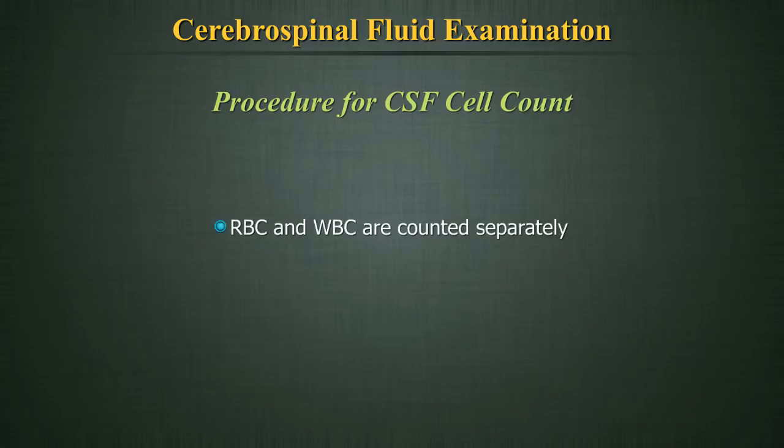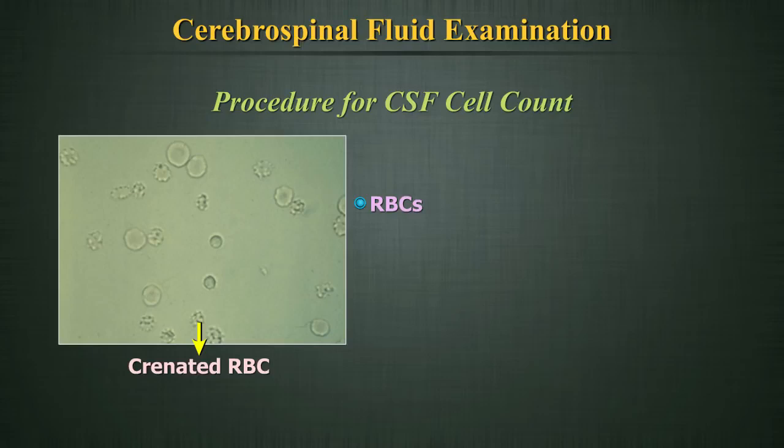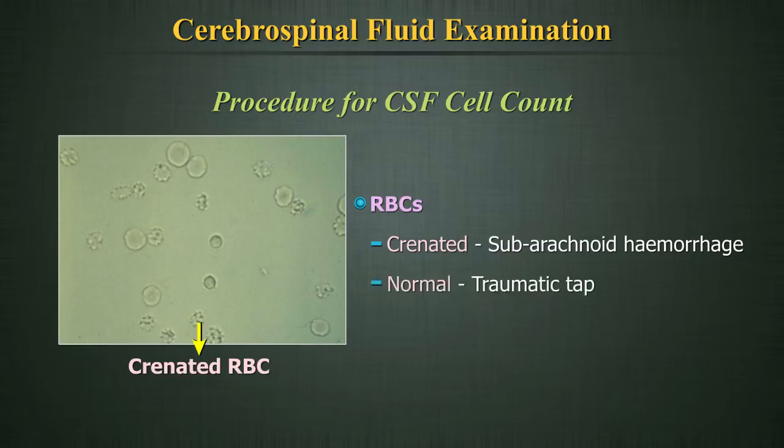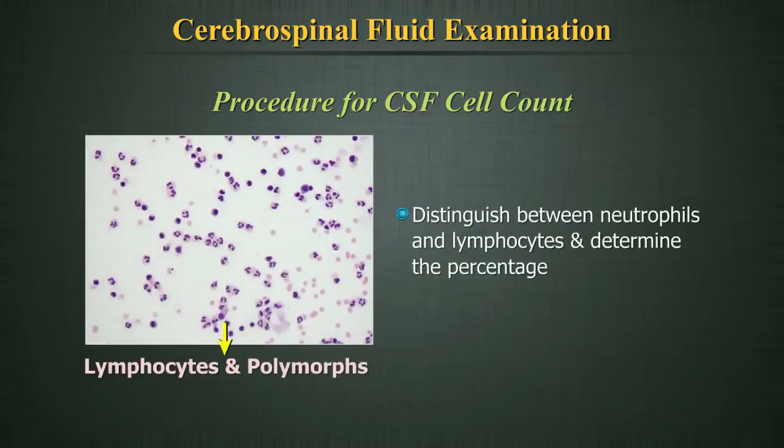RBCs and WBCs are counted separately. Care must be taken to check if the RBCs are crenated or not. In subarachnoid hemorrhage, crenated cells are seen as opposed to normal-looking red cells of a traumatic tap. It is also possible to distinguish between neutrophils and lymphocytes and determine the percentage of each type.